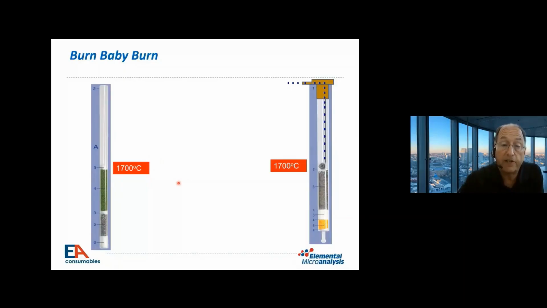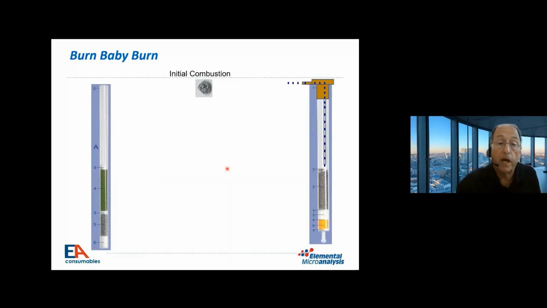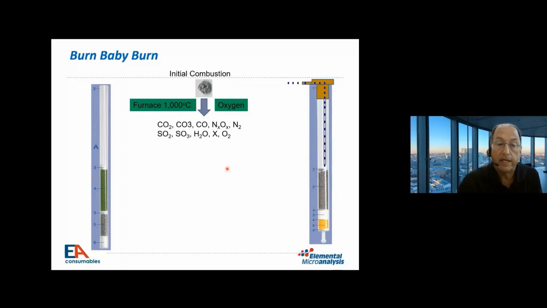The exothermic reaction of the tin and the oxygen together results in temperatures that can get very localized to 1700 degrees Celsius, so much hotter than the furnace, the tube itself, which is around 1,000 degrees. So the sample is introduced into a tin foil. It's introduced into the furnace at about 1,000 C. Oxygen is added. And we get the formation of what I call this soup of combustion products. And again, our key is to get everything into CO2 and N2 at the end of the whole process.